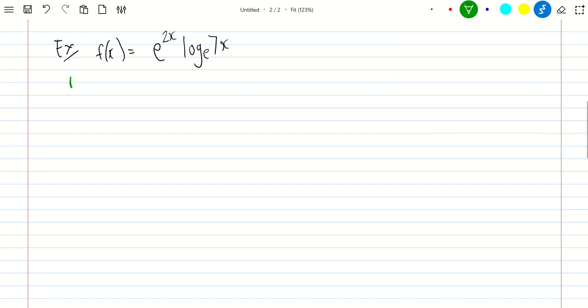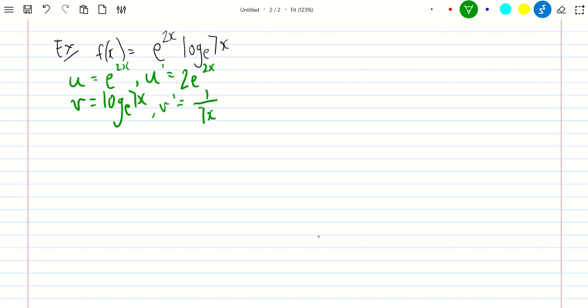Our first function is e to the 2x. Our second function is log e of 7x. Okay, and what are my derivatives? The derivative of that is 2e to the 2x. And the derivative of that, if you remember, is 1 over 7x, and then we multiply that by 7, so that's just 1 over x. Remember the derivative of log e of kx is always just 1 over x because the k's just cancel out. So it's just 1 over x.